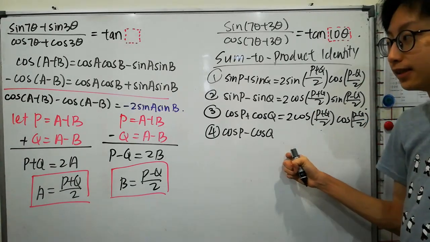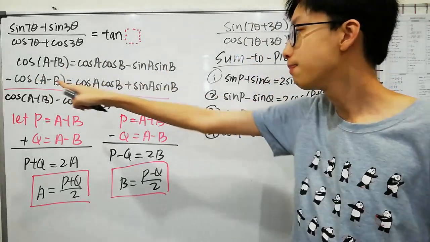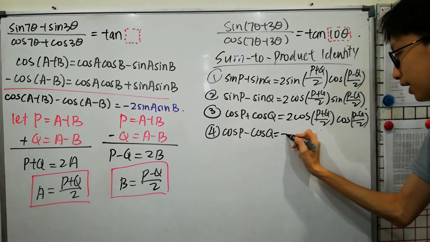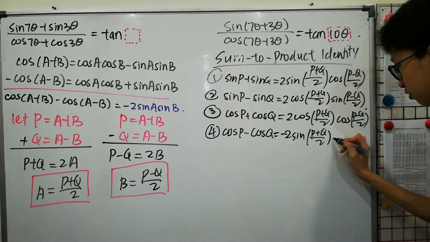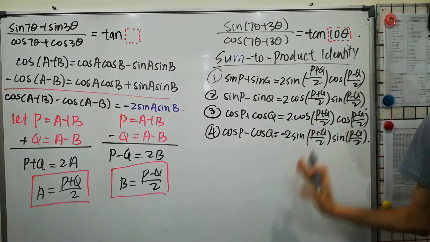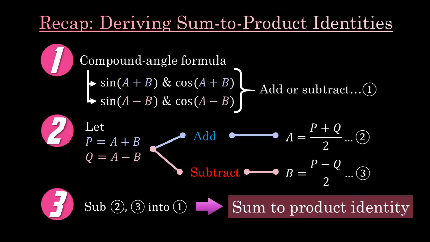For the fourth identity, minus instead of plus. And take note, minus 1 minus 1 is minus 2. Don't touch this part. Equals minus 2 sine((P plus Q) over 2) sine((P minus Q) over 2). And we are done proving all the sum to product identities.